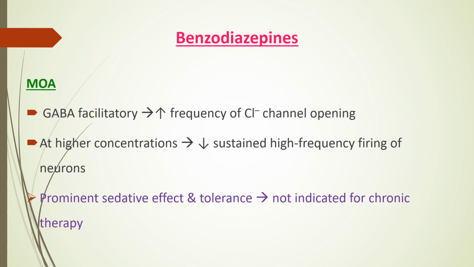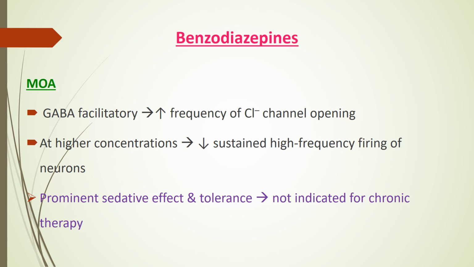So the second group of drugs which modulates the GABA activity is benzodiazepines. These agents are GABA facilitatory. That means they increase the frequency of chloride channel opening. While discussing the barbiturates, we said they are GABA mimetic. That means they prolong the duration of opening of chloride channel. But these benzodiazepines are GABA facilitatory. That means they increase the frequency of opening of chloride channels.